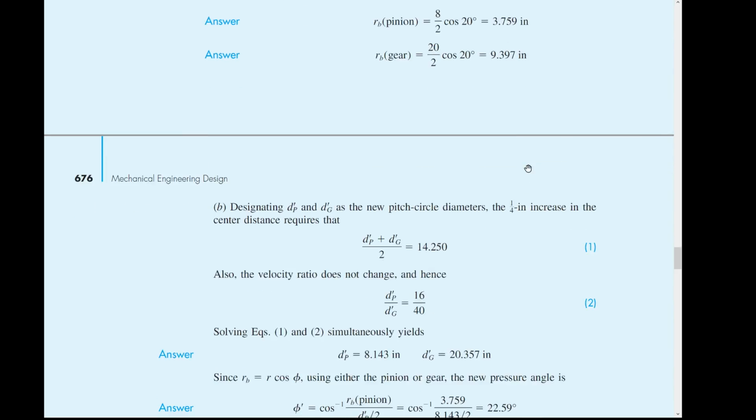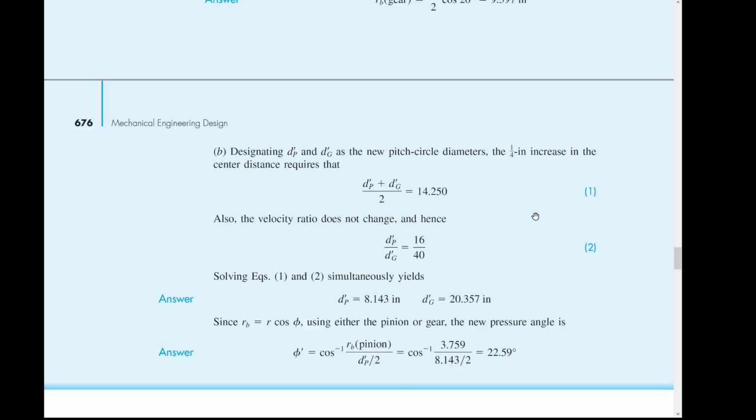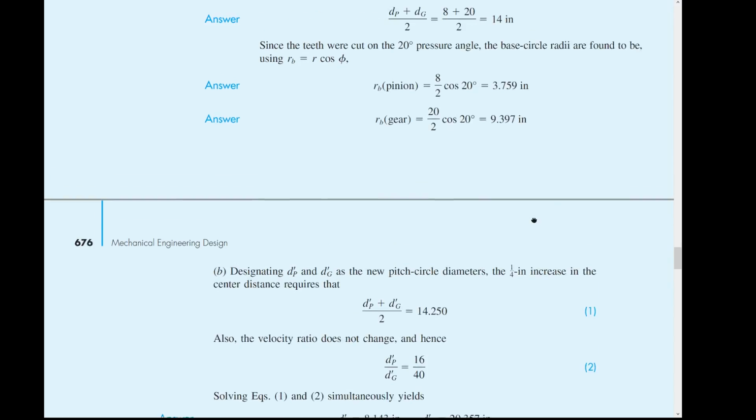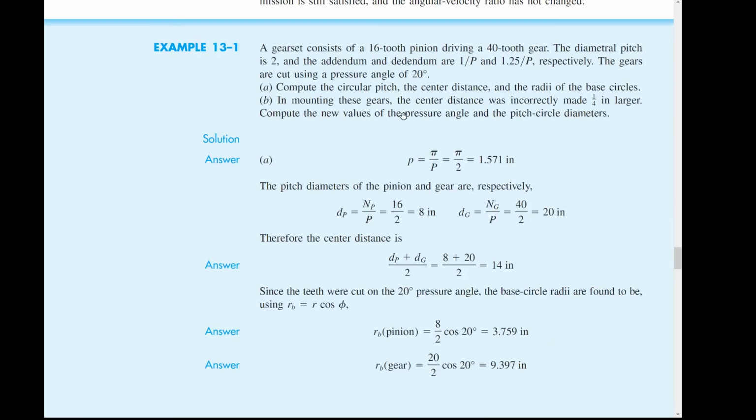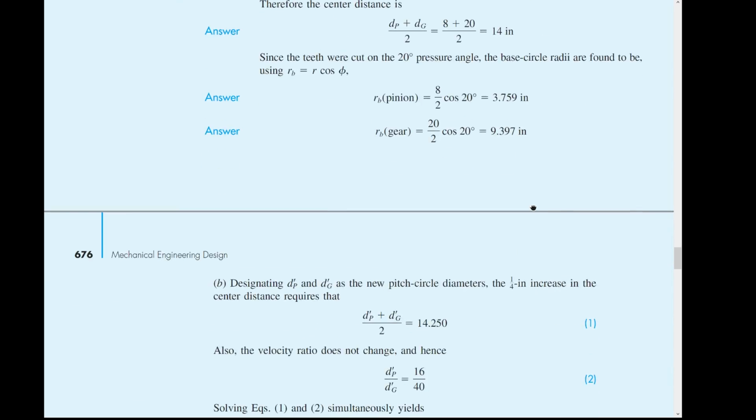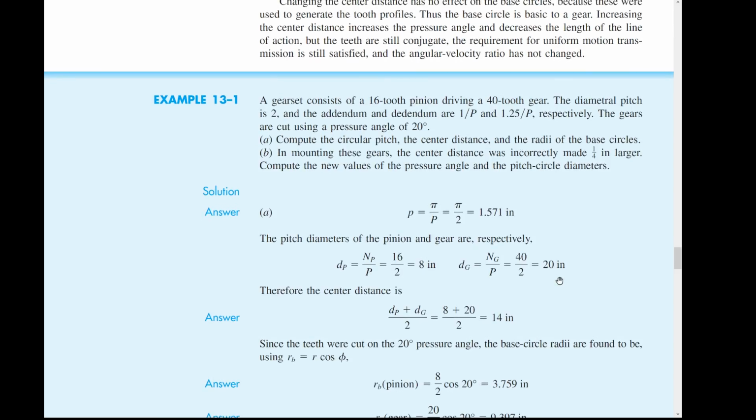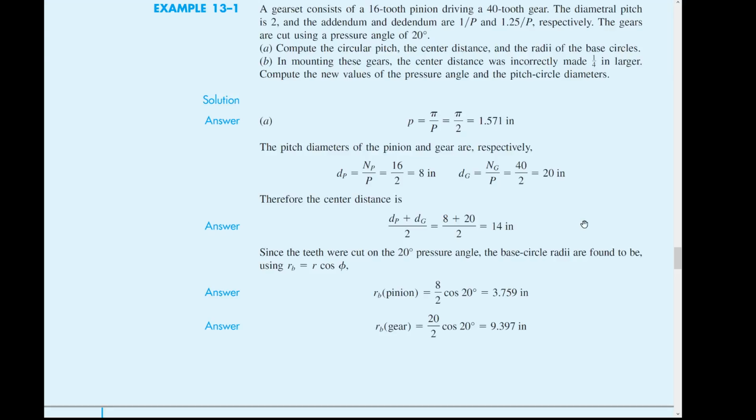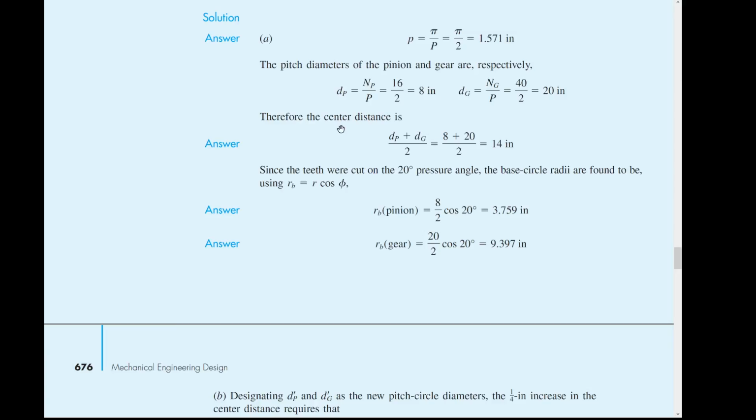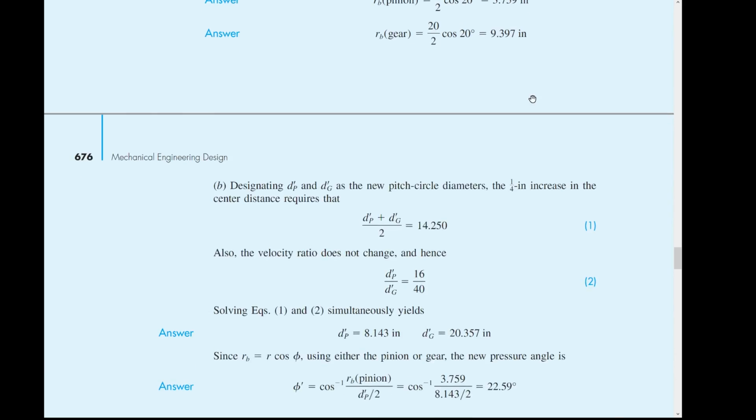Designating D prime P and D prime G as the new pitch circle diameters, the 1/4 inch increase in the center distance requires that D prime P plus D prime G over 2 equals 14.25, because the center distance was 14 and is now 0.25 inch larger. So now it's 14.25.